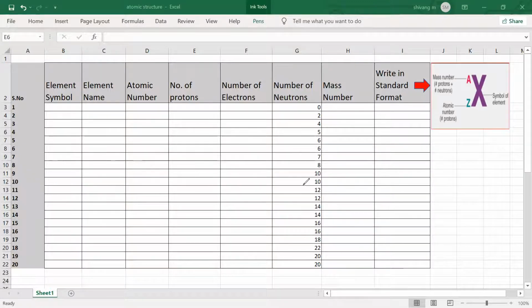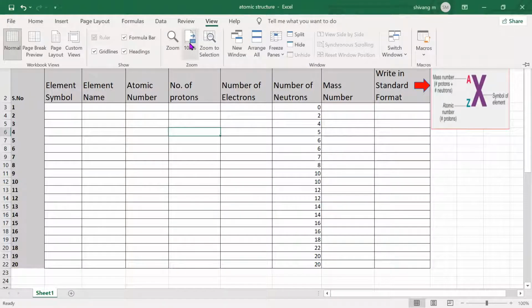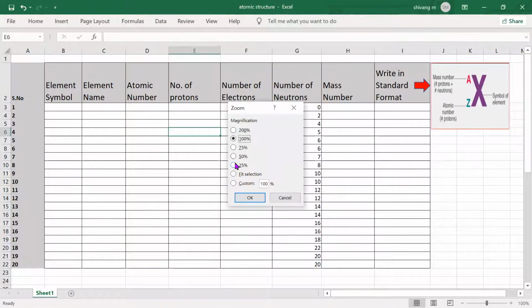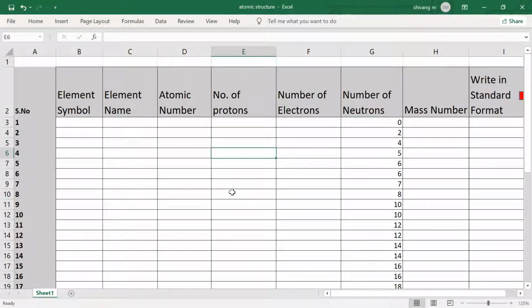Let us use this to understand what is an isotope. Usually kids get confused about it. There is no need of getting confused about it. One second, I will increase the font size. Yeah. So let me take the example of carbon.